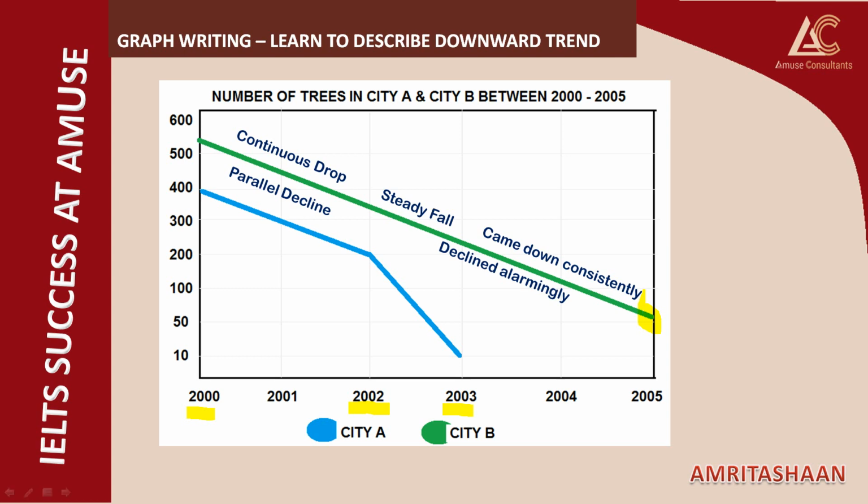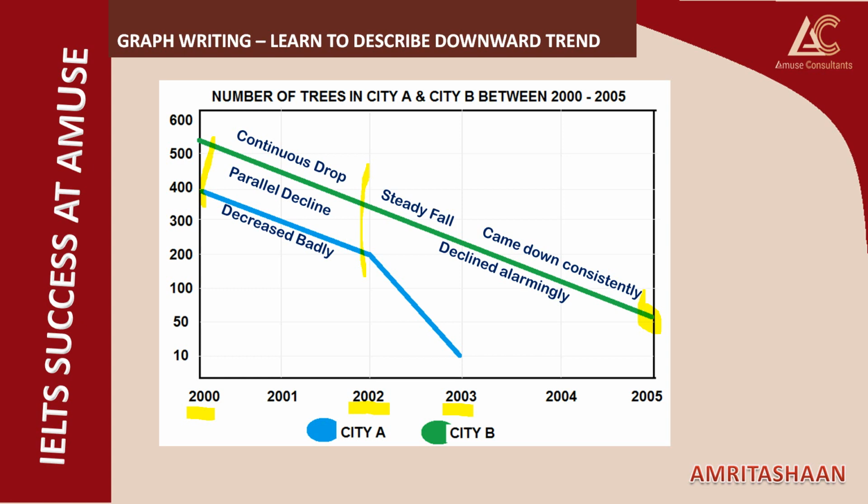And dear student, now if you see that in city B and city A, between 2000 to 2002, there is a same trend of decline. So we can say that it is a correspondence decline. Another good word is that the number of trees in both the cities had a parallel decline because it was a parallel flow for both the cities.